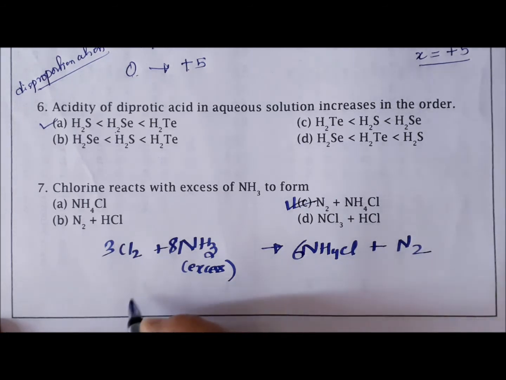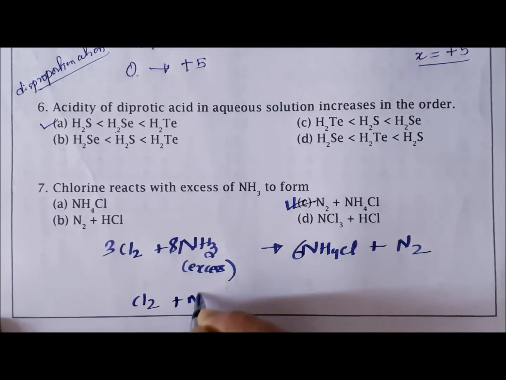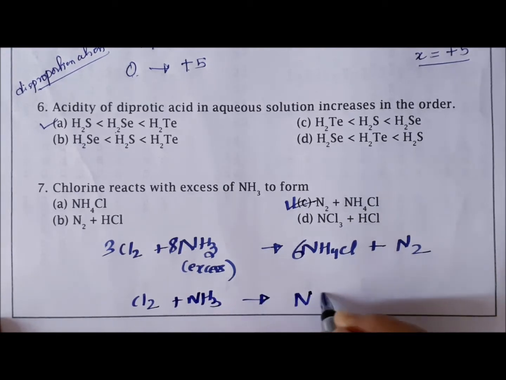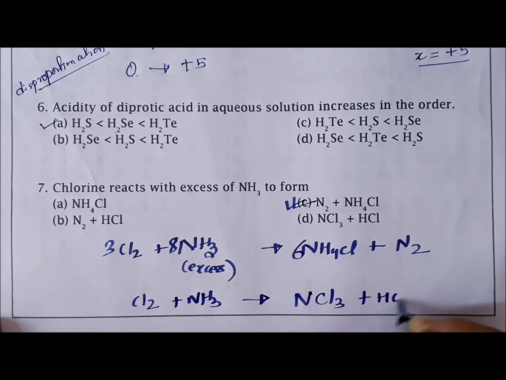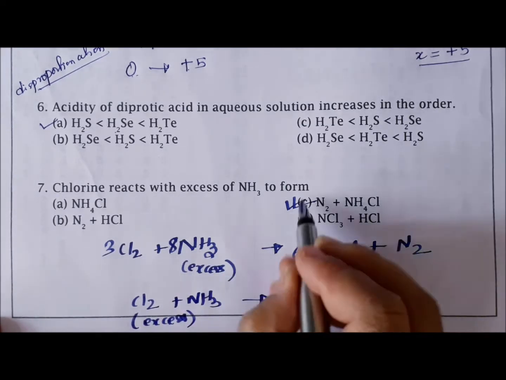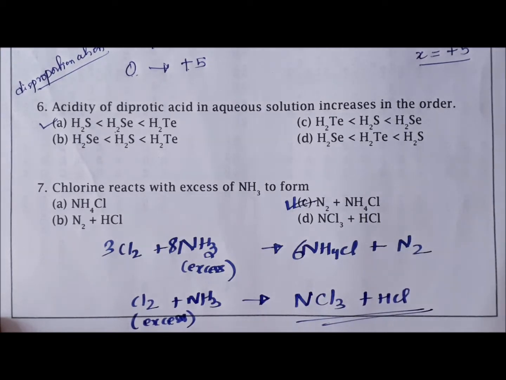And if your chlorine is in excess, then you will get different products. You will get NCl3, that is nitrogen trichloride, and hydrochloric acid, if your chlorine is in excess. But in the question ammonia is in excess, so the correct option is option C, ammonium chloride and dinitrogen.